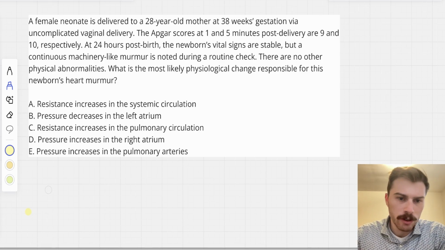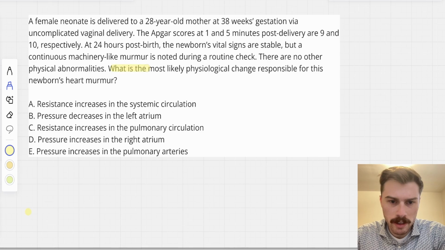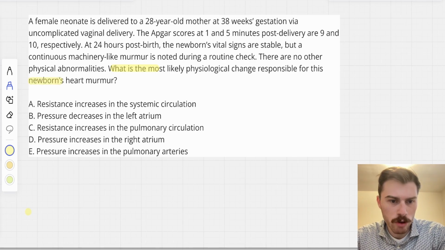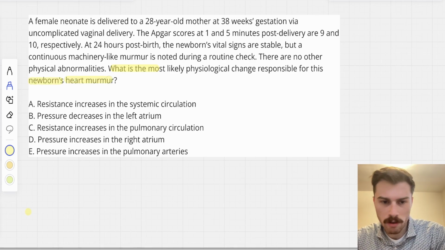Okay, so first thing I always do whenever I'm approaching a question is I look at the question part first. So that's usually the last sentence. And that is here. What's the most likely physiological change responsible for this newborn's heart murmur? Okay, so that gives us a lot of info. We have a newborn with a heart murmur. We just don't know what yet.